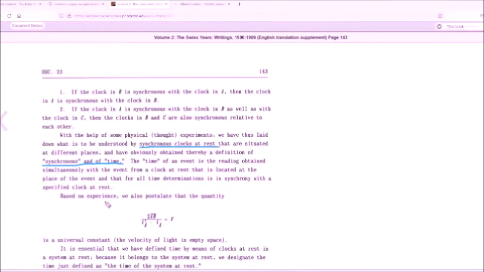Based on experience, we also postulate the quantity. Now he is going to postulate the quantity, which means the speed of light is double the speed that goes back and forth between A and B, divided by the time, where t prime is the time it took to go from A to B and come back, and the time that started from A. When you take them from each other, that will be the speed of light that defines that distance.